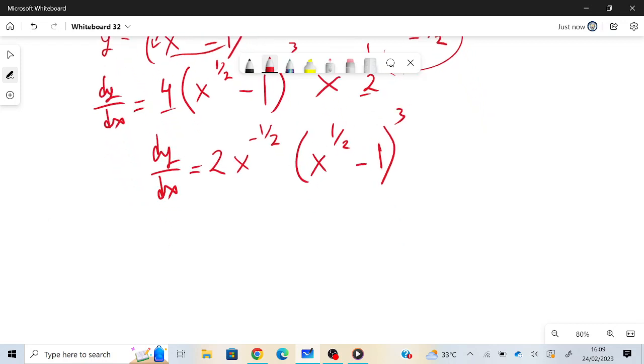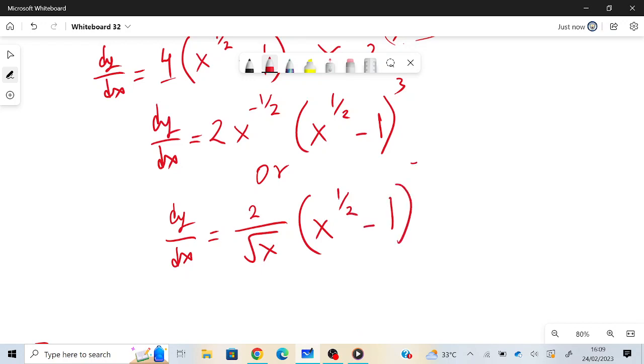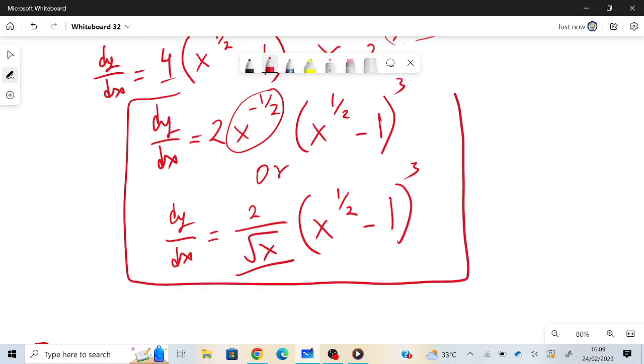This can be taken as the correct answer, or you can simplify further if you want and say that dy/dx is equal to 2 over root x into x to the power of 1 over 2 minus 1 all raised to the power of 3, because 2x raised to the power minus 1 over 2 is the same as saying 2 over x to the power 1 over 2, and x to the power 1 over 2 is the same as saying root x. So either of these two are the correct answer.